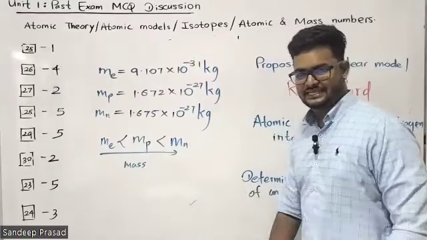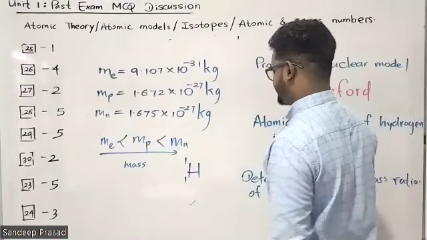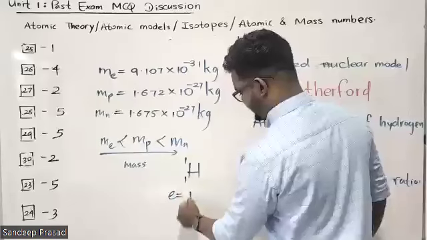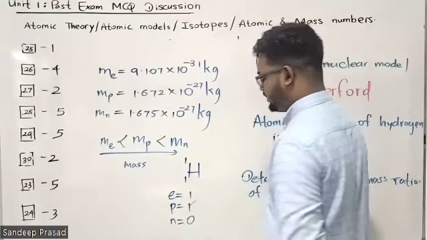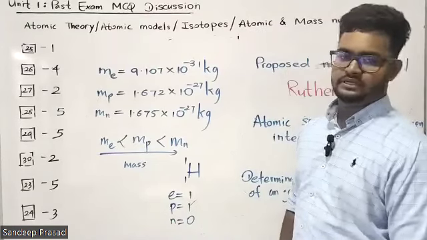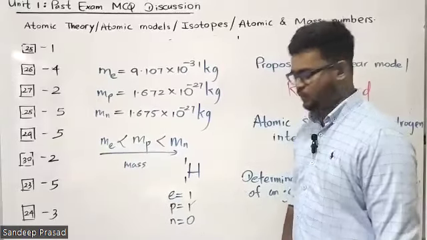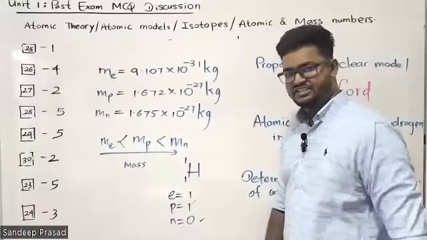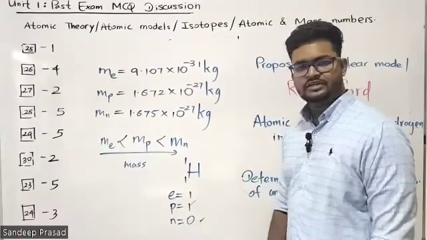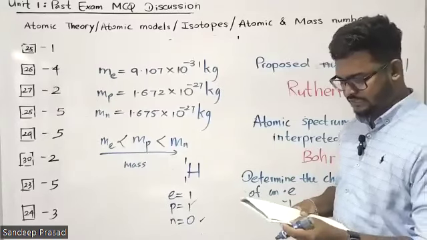All atoms have electrons, protons, neutrons. What do you think? Is that correct? Students, when you consider protium, the first isotope of hydrogen, number of electrons is 1, protons is also 1, neutrons are 0. So therefore, every element has electrons, protons, neutrons. That is wrong. Why? Hydrogen element doesn't contain any neutrons. So that is wrong.